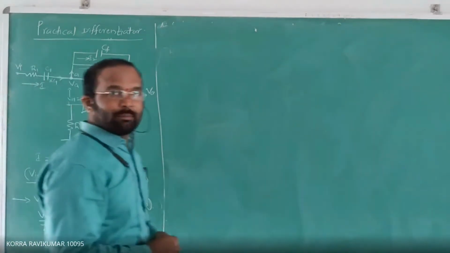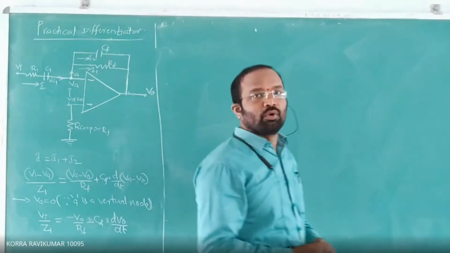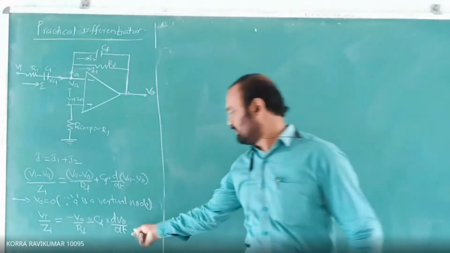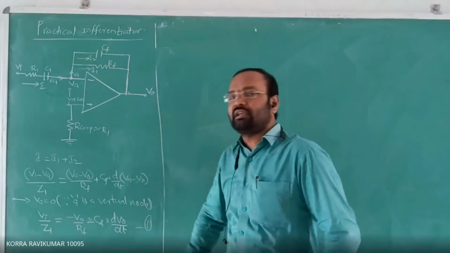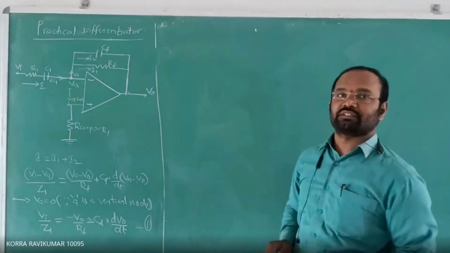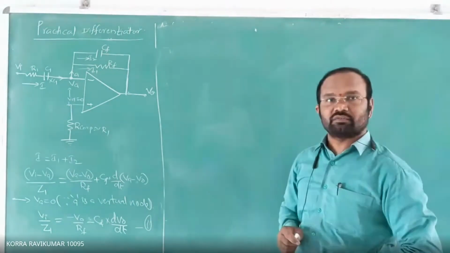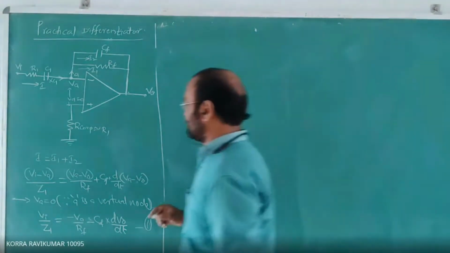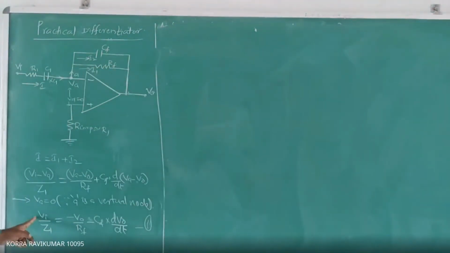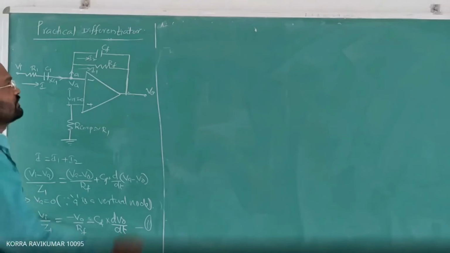Now apply Laplace transform on both sides to equation number 1. Then equation 1 becomes, see here, Laplace transform of Vi of t becomes Vi of s.